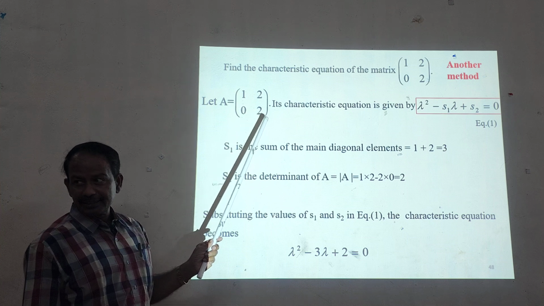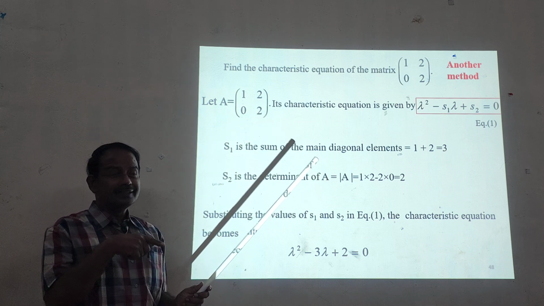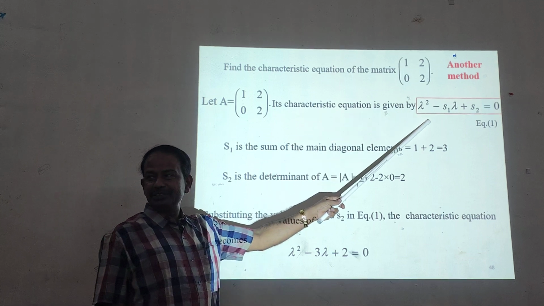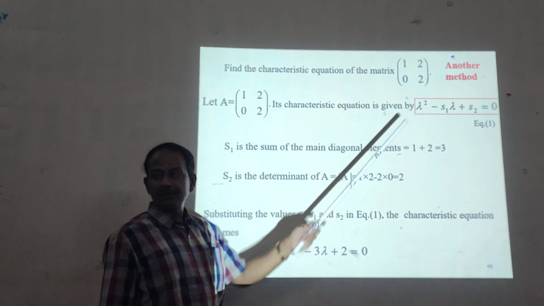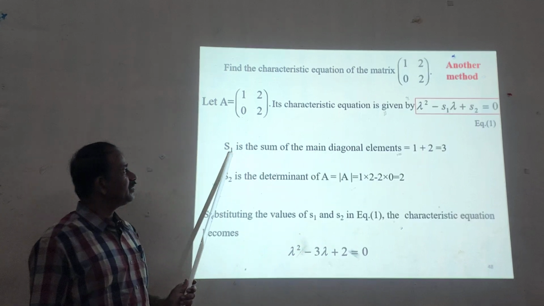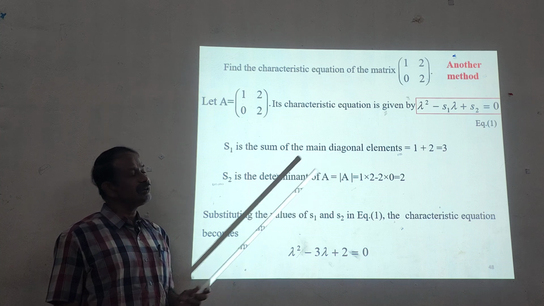See, this is a 2 by 2 matrix. We are going to find the characteristic equation, but we are not going to follow the determinant method. We are going to use this equation: lambda squared minus S1 lambda plus S2 equal to 0, where S1 is the sum of main diagonal elements.